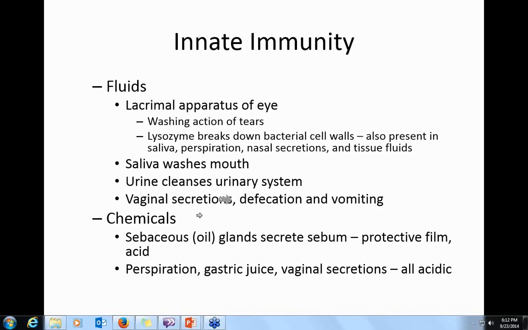Chemicals that our body makes, our sebaceous glands secrete sebum, and that has protective properties, as does perspiration, gastric juices, and vaginal secretions. All of these are acidic, so they can kill bacteria because altering the pH can damage bacteria and other pathogens.